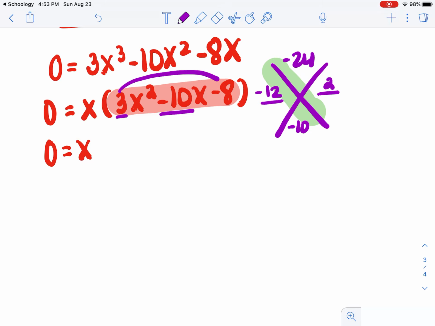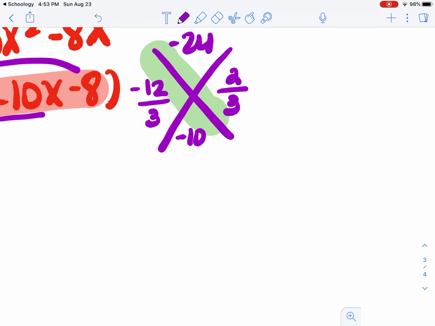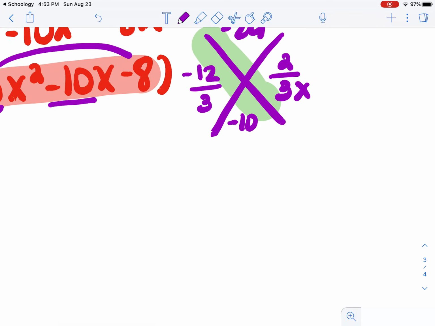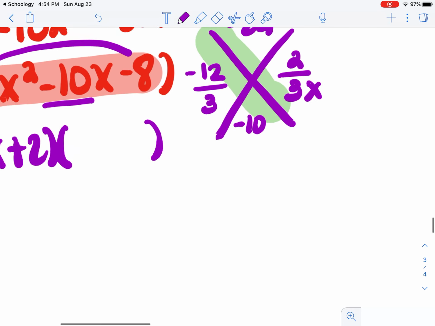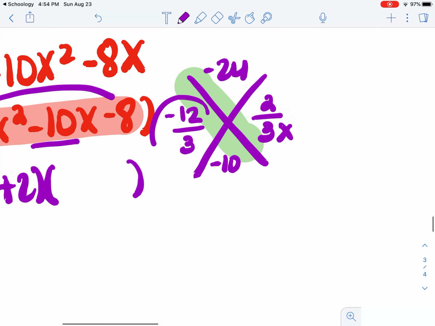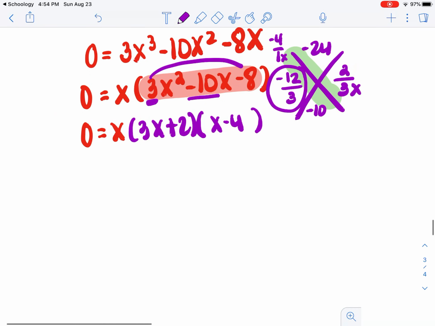Then divide both of those numbers by your leading coefficient, which is 3. This fraction, 2/3, is not simplifiable, so that's one of your first factors, 3x plus 2. Your other fraction does simplify. So negative 12 over 3 simplifies to negative 4 over 1. So that is x minus 4.